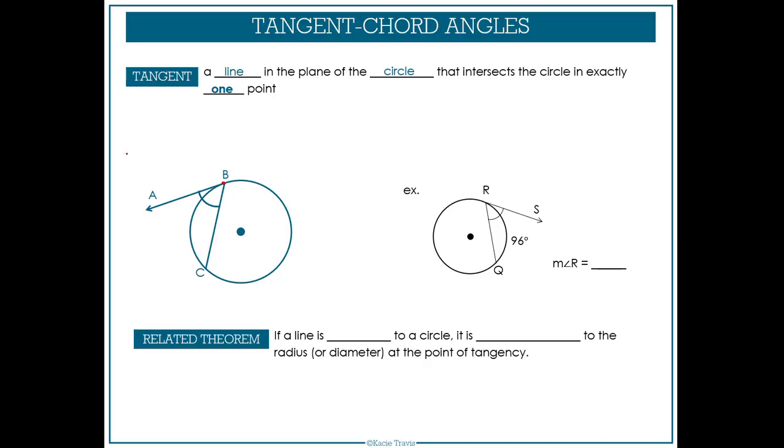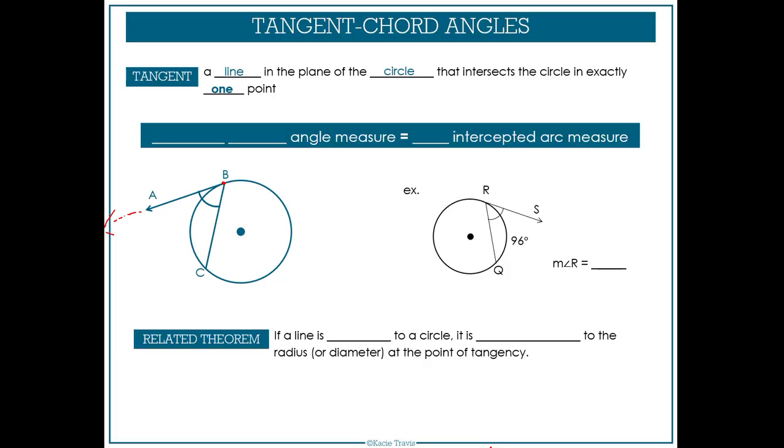So this is a line. Along with us knowing that it touches here, remember, lines go off forever and ever into the distance. So you'll see that little arrow on one side. That arrow lets you know that this is a tangent line as opposed to something else. Now, if we have an angle that is made up of a tangent and a chord, that is equal to one half the intercepted arc measure. So that one half is really a big deal for us, okay?